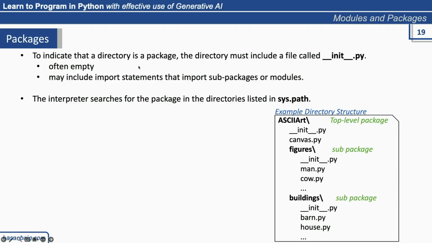To indicate that a directory is a package, the directory must include a file named __init__.py. In modern IDEs like Microsoft Visual Studio Code, when you try to import ASCII art, it will automatically identify that it contains a subfolder and many files, so it will automatically create this file. It's usually empty, just to help Python identify that we are not importing a single file, rather we are importing the entire package. The interpreter searches for the packages in the directories listed in sys.path.